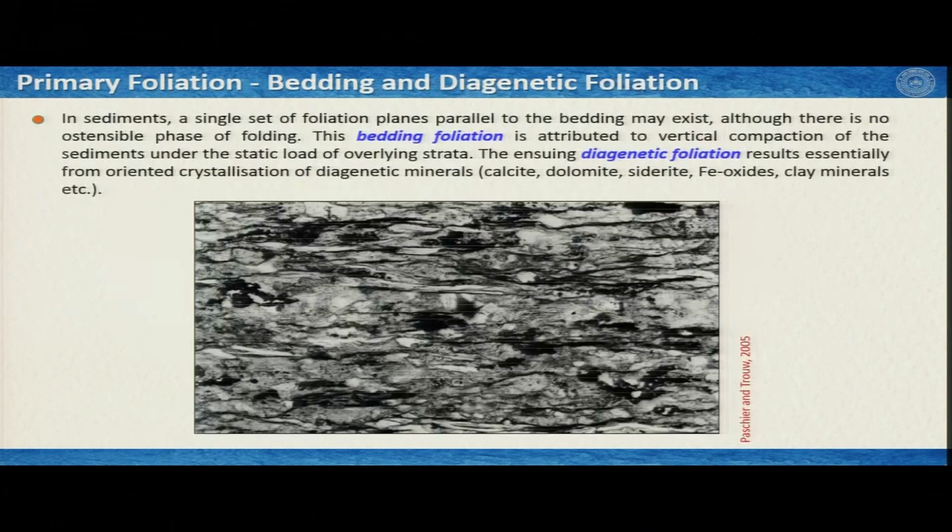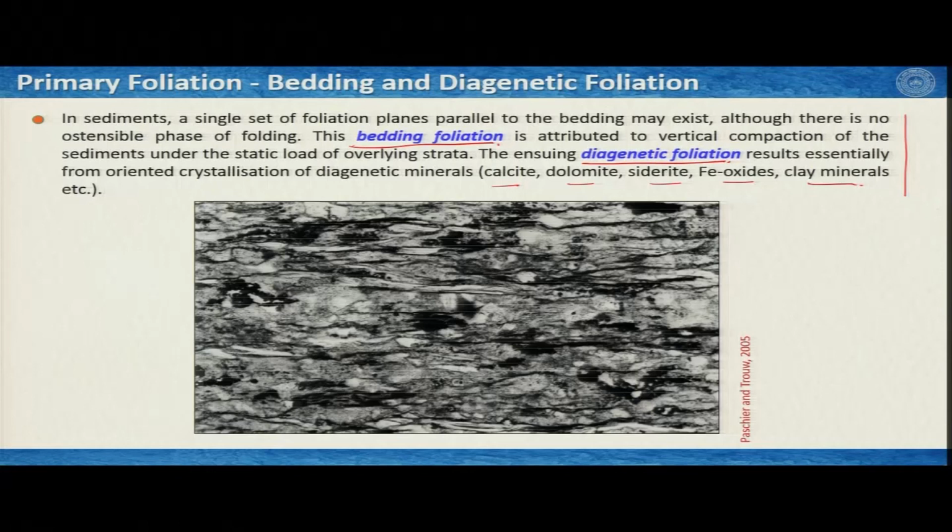Let's have a look at the photograph. This photograph I took from the book of Passchier and Trouw, 2005, Microtectonics, and what is written here is defining the bedding foliation and the diagenetic foliation. So, the diagenetic minerals that commonly form during the diagenesis include calcite, dolomite, siderite, some iron oxides, and essentially some clay minerals. So, this is where we have learned what is bedding foliation and what is diagenetic foliation.